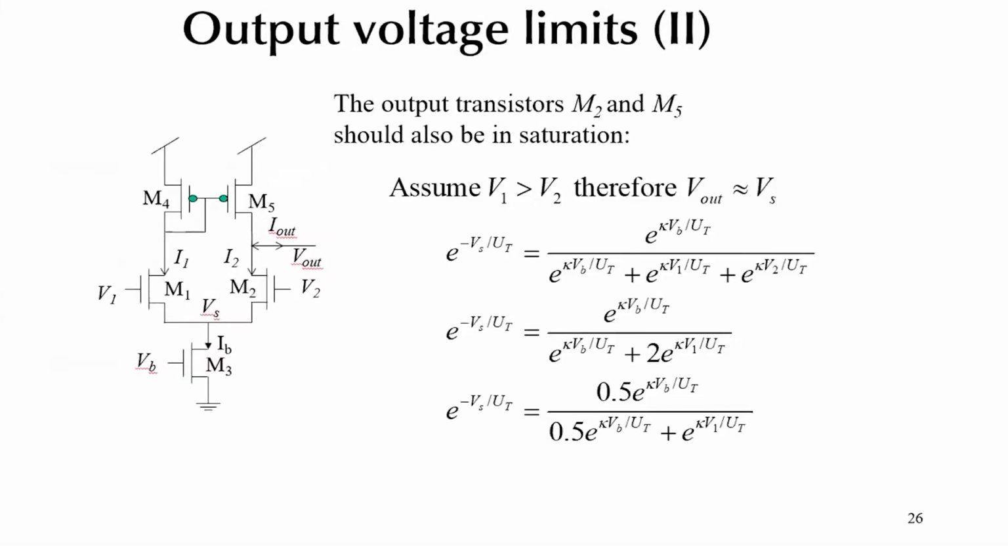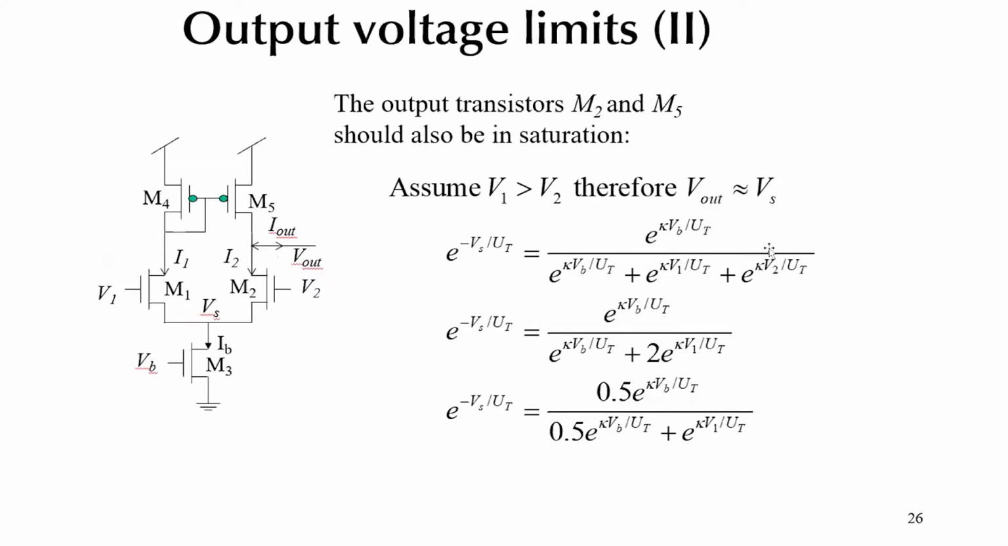Okay. So for proper operation, you want to ensure that the output transistors M2 and M5 are in saturation. And so now you just make a simple assumption that V1 is a little bit greater than V2, not too much. And then V out will be somewhere close to Vs, right? Actually, I think this is a mistake. Actually, it's V2 greater than V1. Yeah, so I have to fix this also.